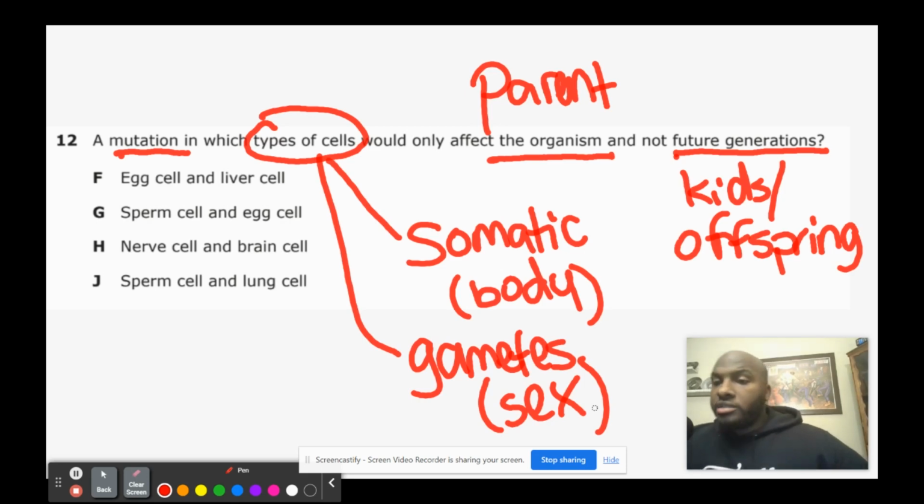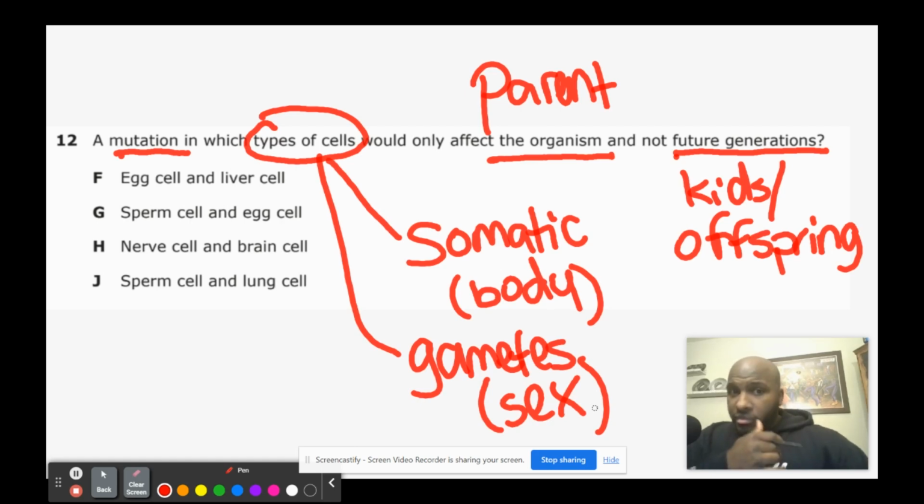So what I can do is, again, I'm showing you how, if I was taking this test, how I would process it. I'm going to go through first and mark out any answer that has sperm and egg, because I know that a mutation in body cells would not affect the offspring. So if it has anything to do with body cells being affected, I know body cells, that is my correct answer, right?